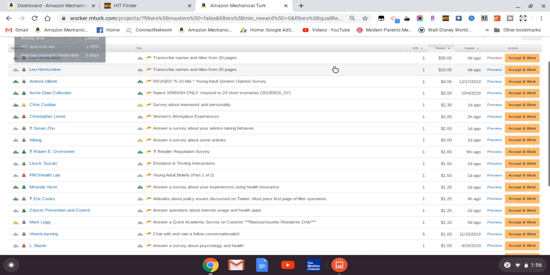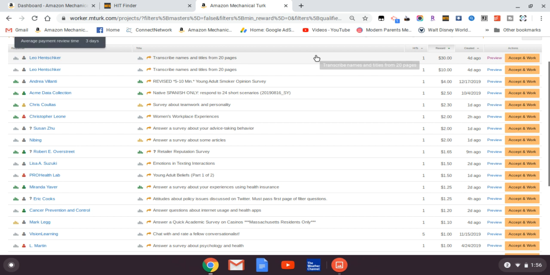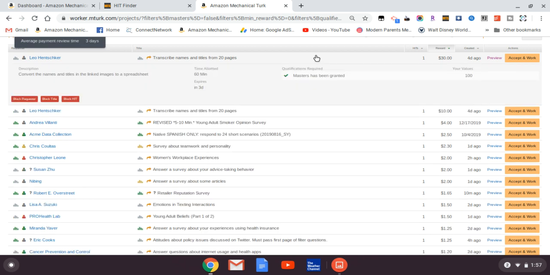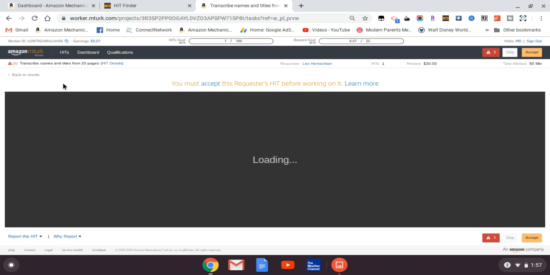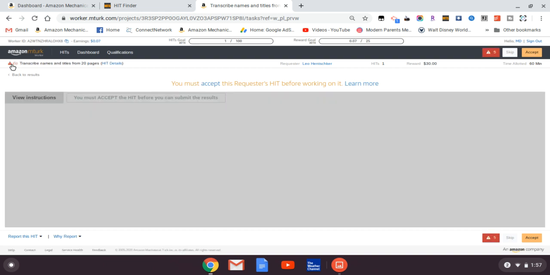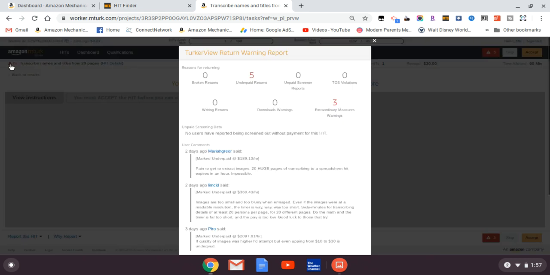But again, with the reward at the highest, I look around, and if there's not a lot of data, which in this case there's not, he's a gray, it's a high number, not a lot of qualifications, short time frame, I'm thinking to myself, this probably isn't for me. But I go ahead and hit the preview button, and you see this little warning sign, caution sign. So you open that up and you see we have 5 underpaid returns and 3 extraordinary measure warnings, and it's essentially just what I thought.